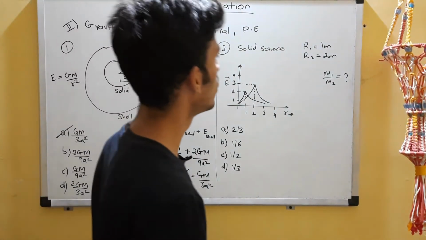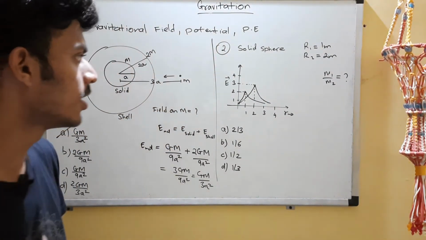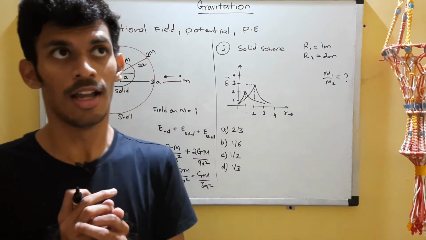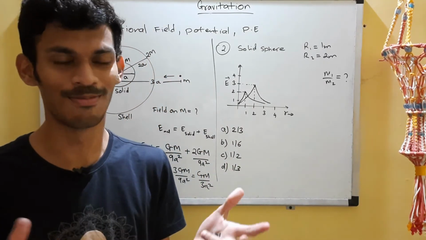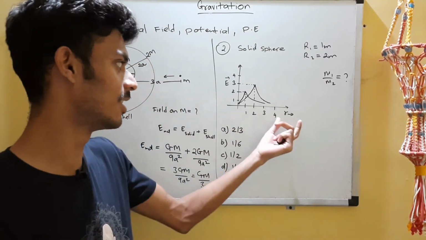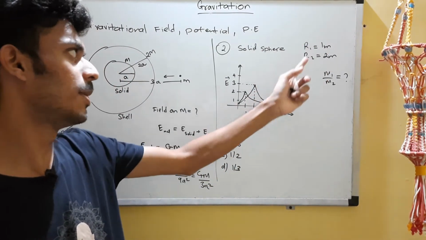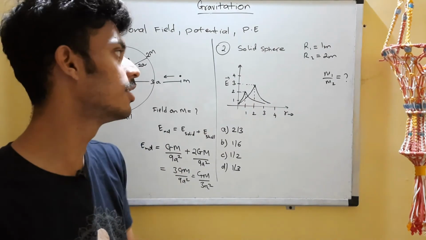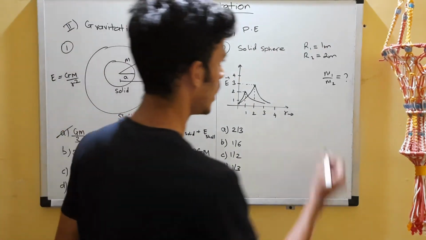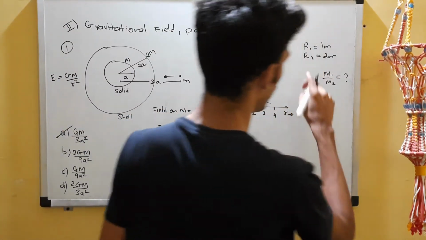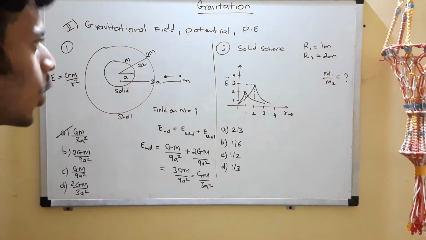Now let's come to question number 2. Here you have two solid spheres and the graph of their gravitational potential against the distance is plotted over here, okay? Sphere 1 has radius 1 meter, sphere 2 has radius 2 meters. You are supposed to find the ratio of their masses, okay? Find the ratio of m1 by m2.